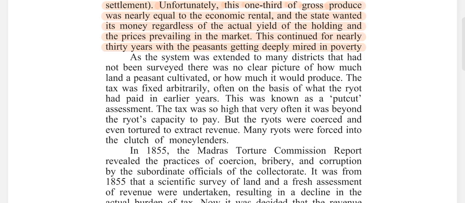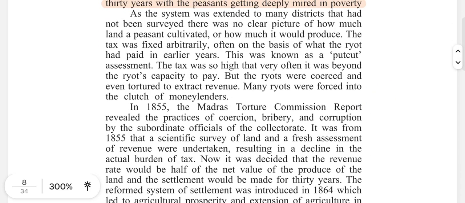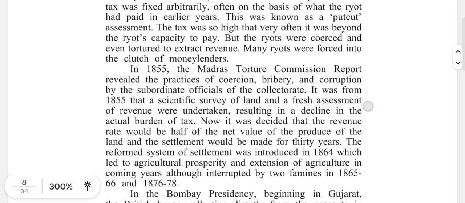As the system was extended to many districts that had not been surveyed, there was no clear picture of how much land a peasant cultivated, or how much it would produce. Tax was fixed arbitrarily, often on the basis of what the ryot had paid in earlier years. This was known as a puttakata assessment. The tax was so high that very often it was beyond the ryot's capacity to pay.